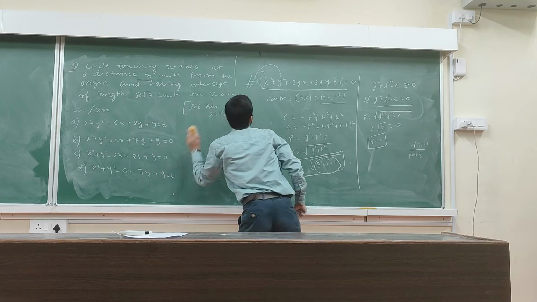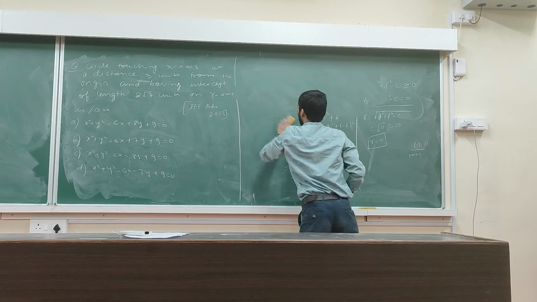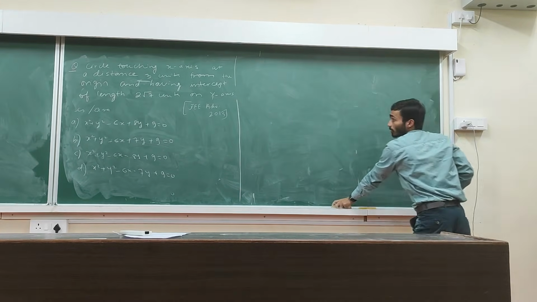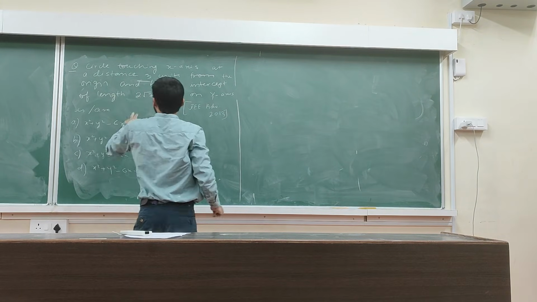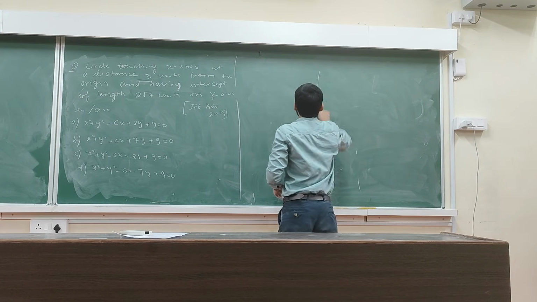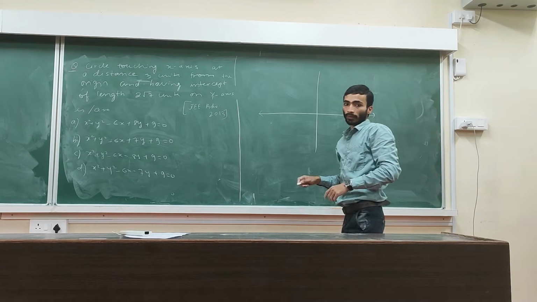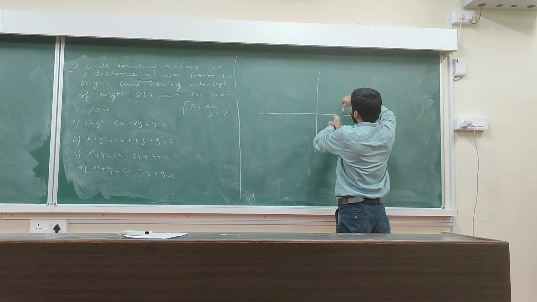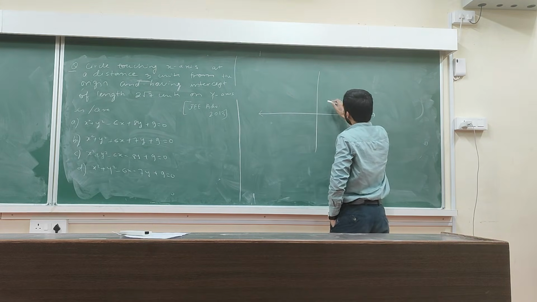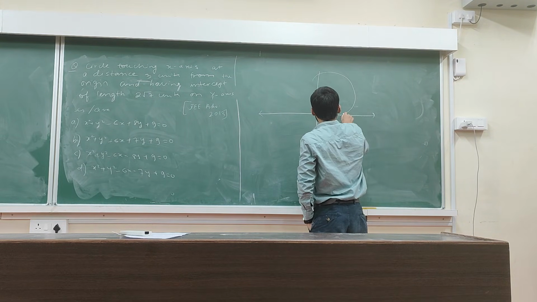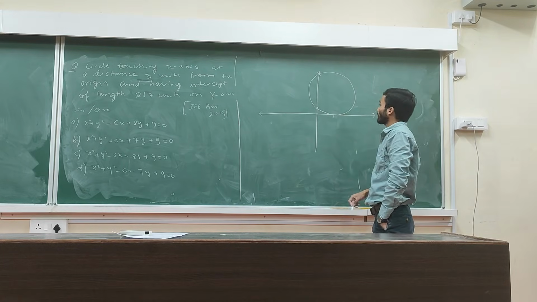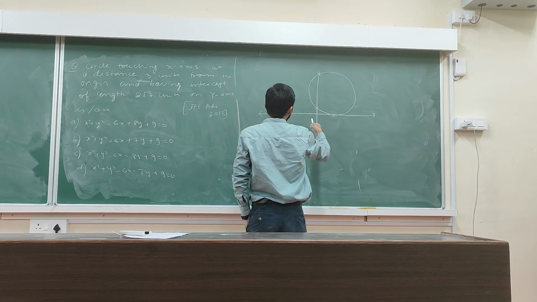So what is given? We are given a circle touching x-axis at a distance 3 units from the origin and having intercept of length 2√7 units. So the circle will be touching x-axis. So there are four cases. Circle can touch x-axis in the first quadrant, second, third, and fourth, and having an intercept of length 2√7 on y-axis. So it will be like touching this and this. So this intercept will be 2√7 units and it will touch x-axis. So there are four cases.